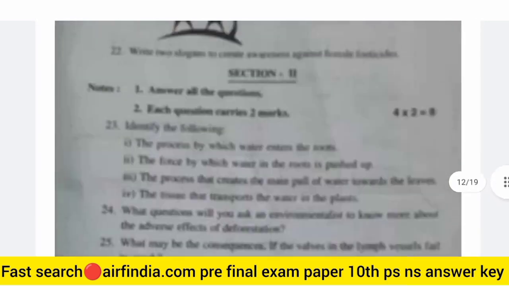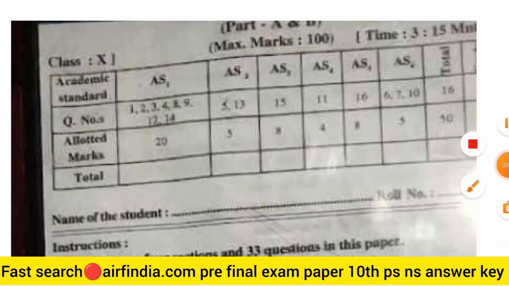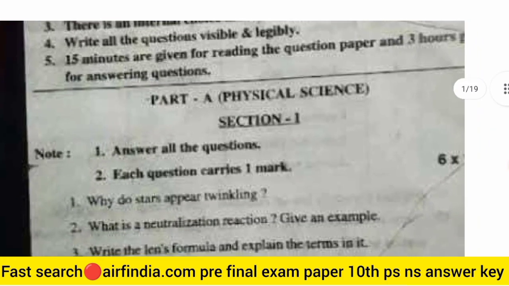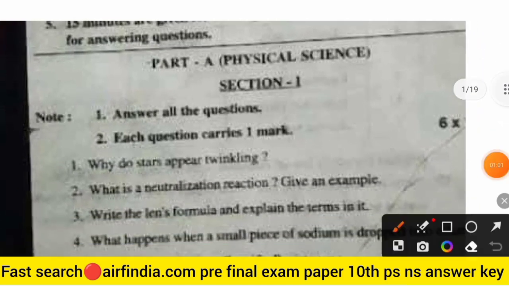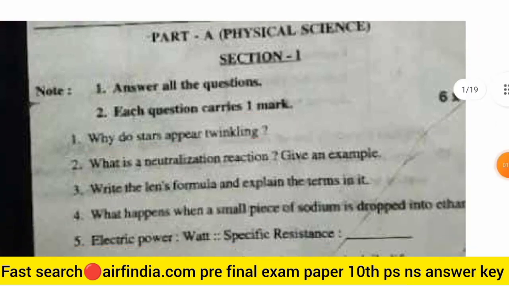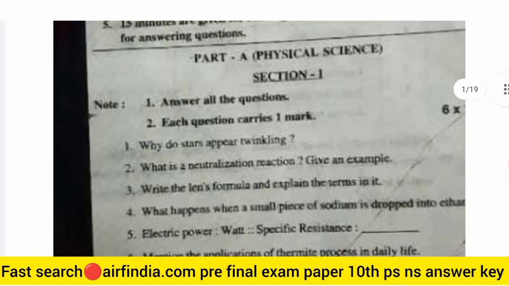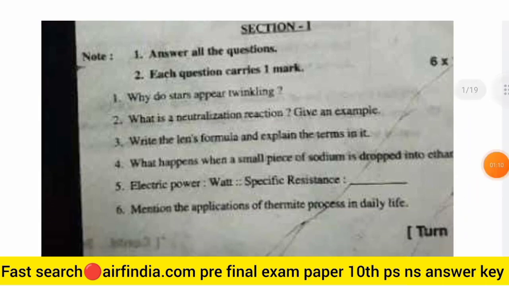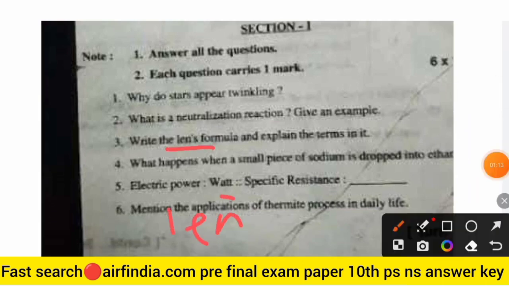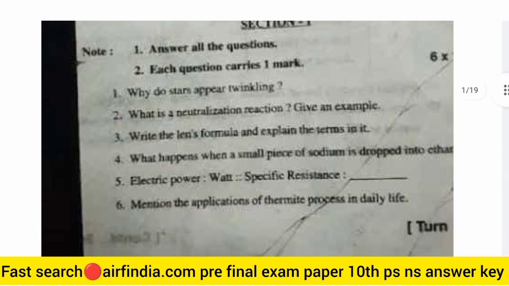Okay, so this is your question paper of class 10th pre-final examinations. Here in the first section, the first question is, why do stars appear twinkling? The next question is, what is a neutralization reaction? Give an example. Write Lenz's law and explain the terms in it. What happens when a small piece of sodium is dropped into ether?